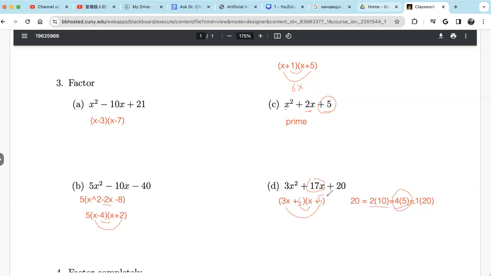Oh, yes, it's factorable. So I put a 4 here, 5 here. So switch those two numbers: 3x plus 5 and x plus 4. Now this works. 3x times 4, 12x. 5 times x, 5x. So yes, that's 17x. So let me change my color to blue. So this is 5, and this is 4. All right, 3x plus 5 and x plus 4. That works.